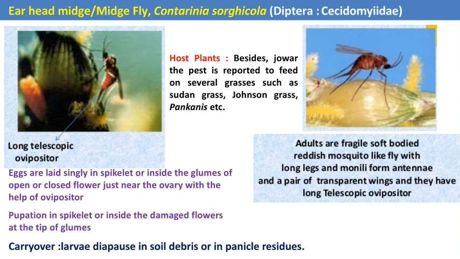If you see the adult of this fly, it is a fragile, soft-bodied, reddish, mosquito-like fly, having long legs and moniliform antennae. This is the adult identification.